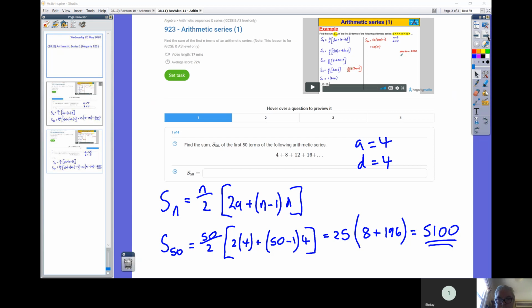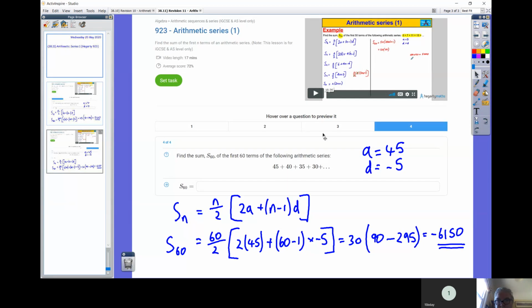So let's do another example. There's only 4 questions in this quiz, so I've just gone for the hardest one. We've got to find the sum of the first 60 terms. So a is obviously 45. That's the first term. On this occasion, we're going down in 5s. So d is minus 5.